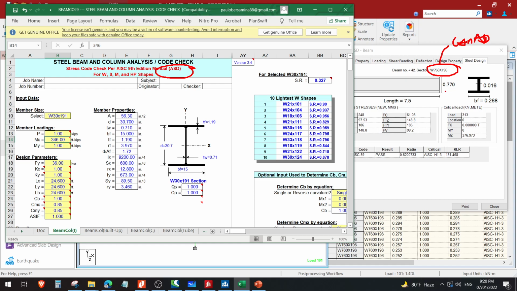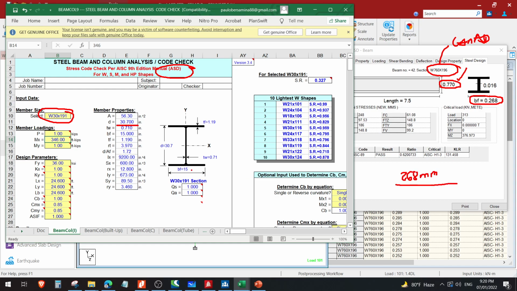Then, if you will notice yung property niya, yung depth niya, 770 mm. Then, itong napili kong W30 by 191, check natin. Yung 770, convert mo sa inches, you will get about 30.7. No? So, which is pretty close, no? Next, yung flange width na 0.268 meters. So, 268 mm yan. 268 mm.